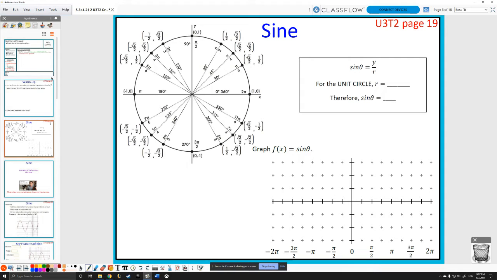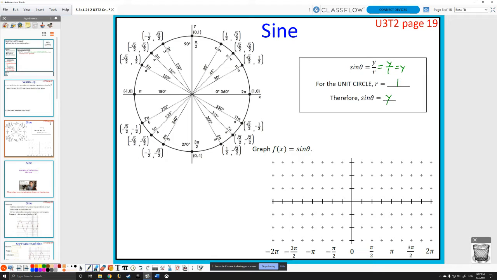Now, as we said before, we used sine of theta is equal to y over r, and we know that the unit circle has a radius of 1, which is why it's called the unit circle, right? We also said that if r is equal to 1, then y over r becomes y over 1, and of course anything over 1 is just itself. So sine theta is equal to y.